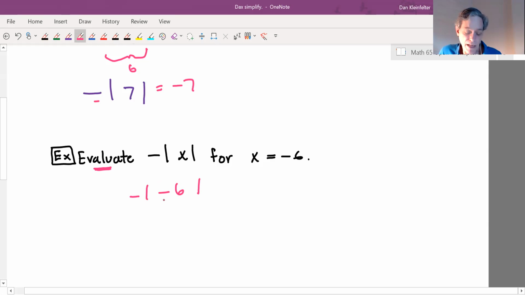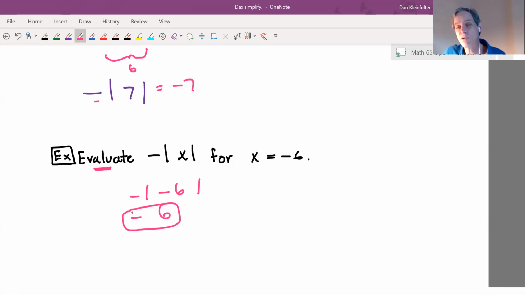So our intermediate result is the opposite of the absolute value of negative 6. I've replaced the letter with its value, which was negative 6. The absolute value of negative 6 is just going to be a 6, and then the dash in front is going to come straight down. And so we'll have a final answer of just negative 6 for this. All right, that takes us to the end of section 2.1. In the next part, we're going to go on to section 2.2, which is about adding integers.